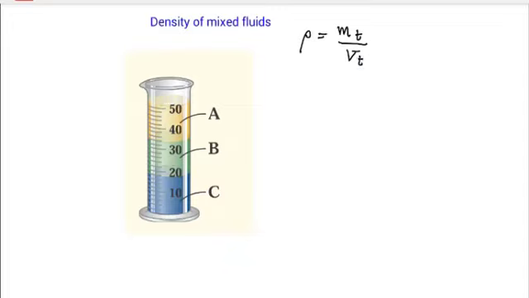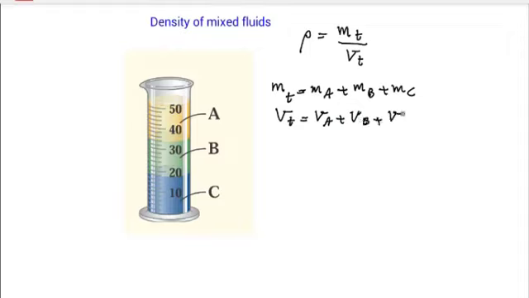So in this equation, since we have three fluids, the mass of three fluids is the sum of individual masses. We have three fluids A and B and C, so the total mass is equal to the sum of individual masses, m of A plus m of B plus m of C. And the total volume is equal to the sum of individual volumes, V of A plus V of B plus V of C.